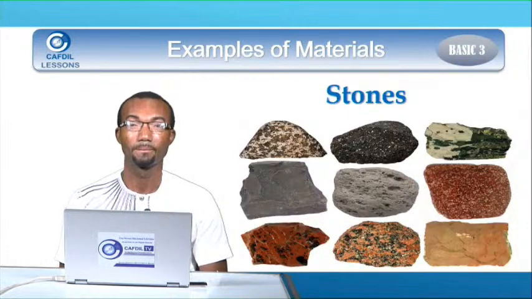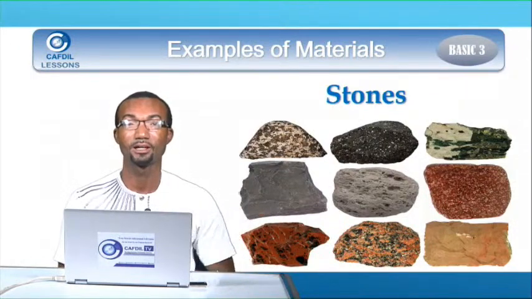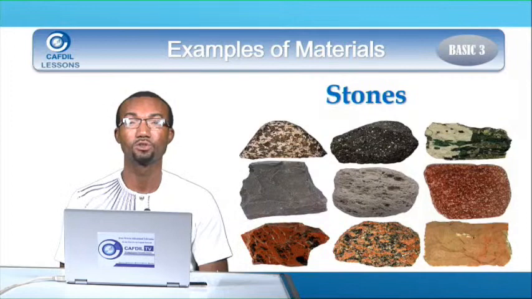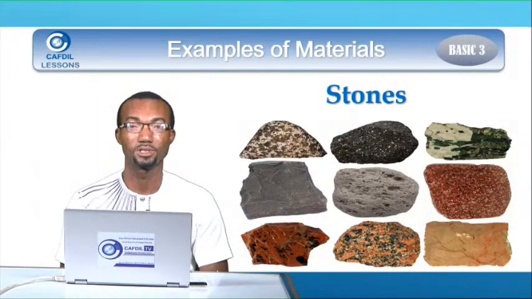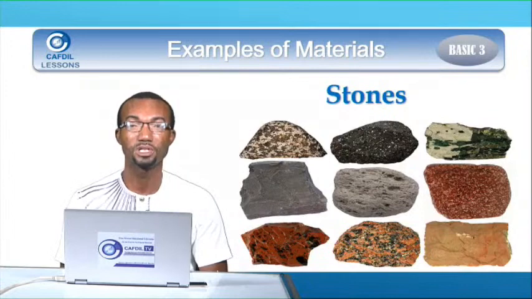The next one you see on the screen, as you see, we have several objects here, and we call them stones. So stones are also examples of the material that surround us. You see different colors of stones, and these different colors can be put to many uses.